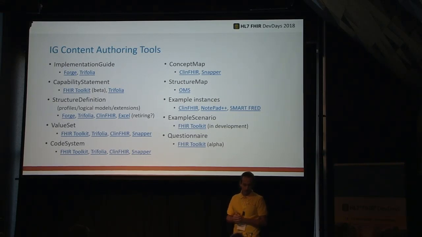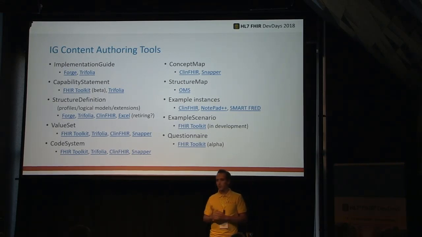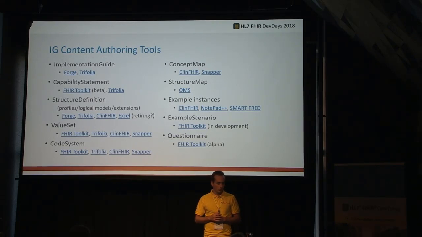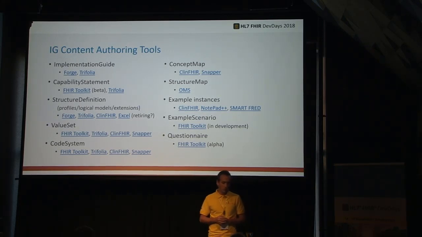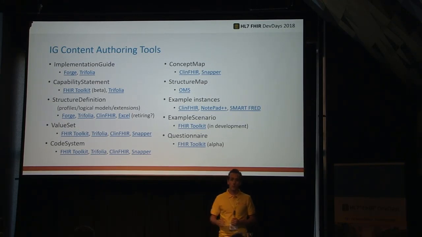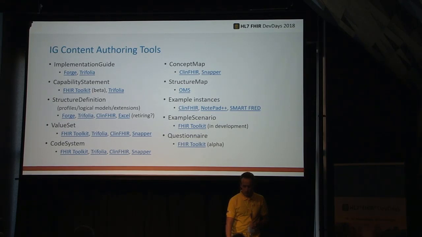For concept maps, it's also Snapper. And then for the structure map, we have the open mapping source, I'm not sure what the exact name is. And for example instances, we have CleanFHIR or just an XML tool or Notepad++. Or you can use SmartThread to help guide you in creating examples. And for example scenarios and questionnaires, we have the FHIR toolkit. So again, these links are made available through the presentation, so you can visit them yourselves.